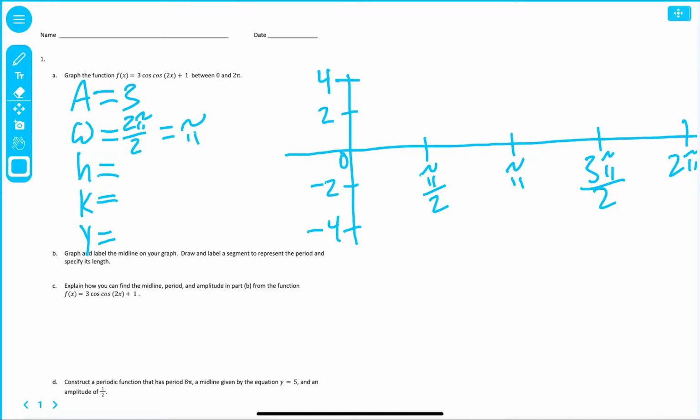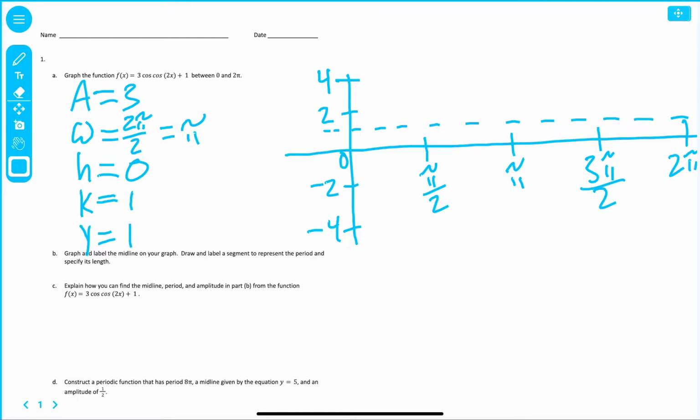What about h? What's our horizontal translation? Nothing, right? There's nothing there. It has to be inside the parentheses for it to be a horizontal translation. K, that one's easy. Up 1. So what does that make our midline? 1. So let's go ahead and just do a little dot here for our midline.